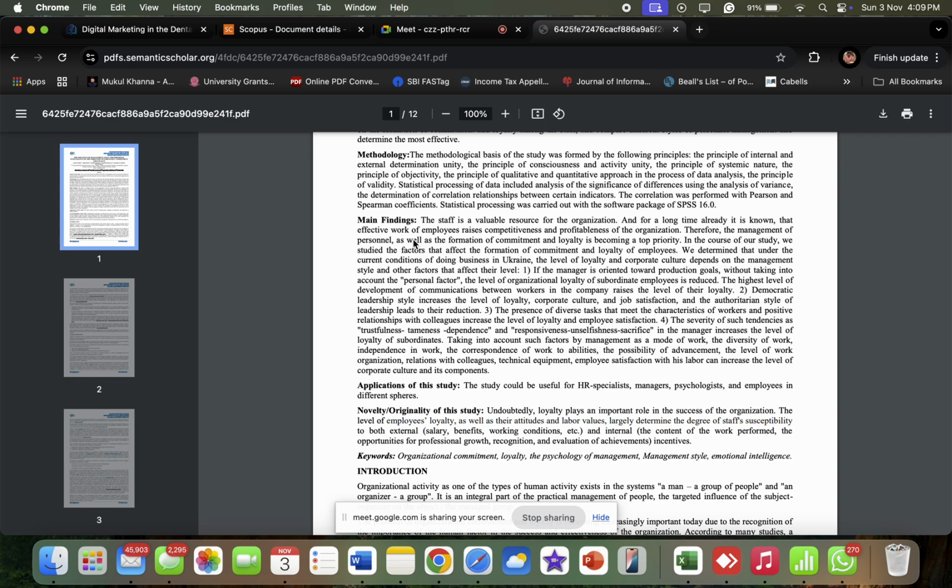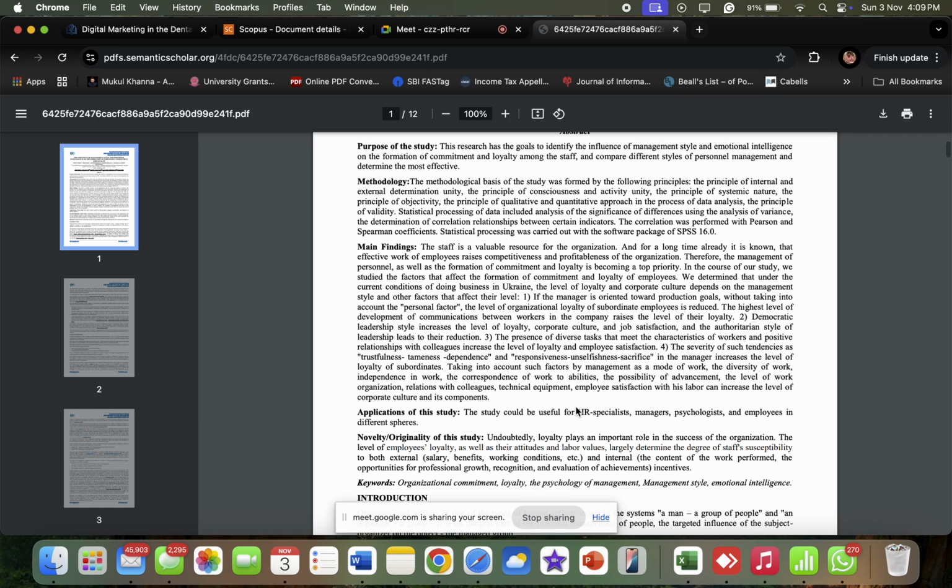So these are the major findings. What we'll be doing is reading the findings of the paper so that we can write down our literature review. Okay, let's try to find out the main findings. The staff is a valuable resource for the organization, and for a long time it has been known that effective work of the employees raises competitiveness and profitability. Therefore, the management of personnel as well as the formulation of commitment and loyalty becomes a top priority.